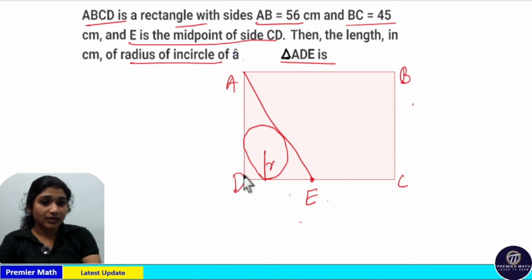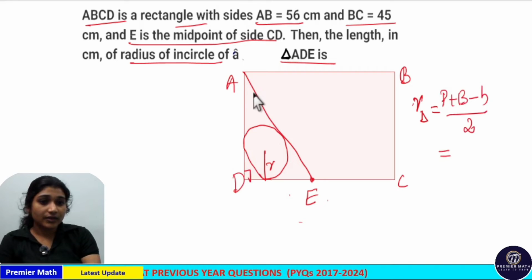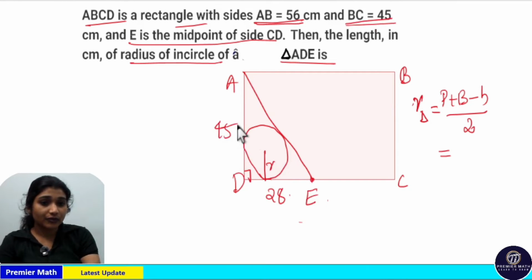We already know this is a right angle triangle. So the incircle radius of a right angle triangle is equal to perpendicular plus base minus hypotenuse divided by 2. Now here side AB is 56 and this is the midpoint, meaning the total side is 56, then half of the side is 28. So DE is 28. And here BC is 45, so AD is also 45.